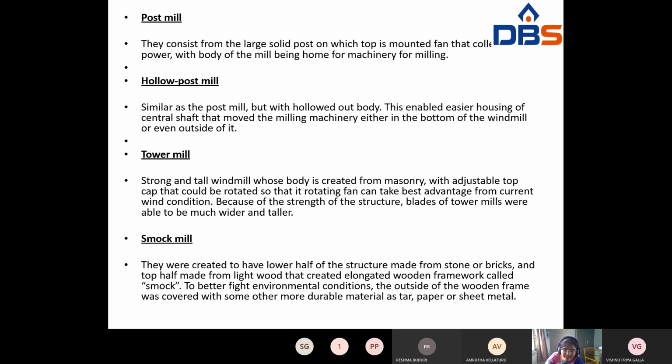Smock mills were created to have the lower half of the structure made from stone or bricks, and on top, light wood built along a wooden framework, which is called the smock. So this construction is built with bricks below and wood above. To better fight environmental conditions, the outside of the wooden frame was covered with more durable materials such as tar paper or sheet metal. Due to environmental conditions, to protect that wood, you have to cover it with either paper or sheet metal.